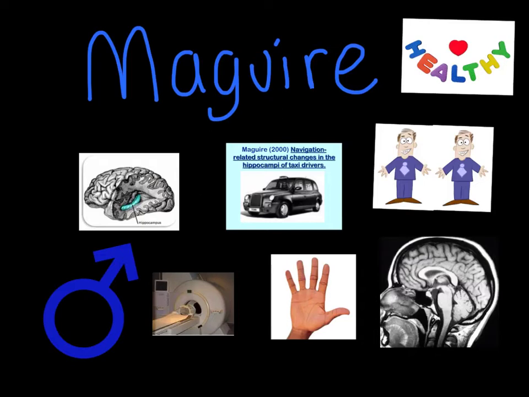By having these controls in place, McGuire was able to control as much as possible that the taxi drivers and non-taxi drivers were similar in many ways, apart from the fact that one group were taxi drivers and the other group were non-taxi drivers. So we have the healthy, psychiatric, neurological and medical profiles. They were all male. The scanners from the same unit were used. They were all right-handed, and all this ensured that they were matched. So that reduces participant variables.